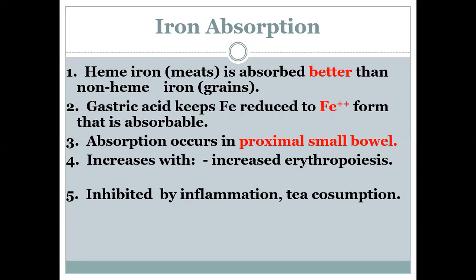And iron absorption is increased when the patient is having anemia that causes increased demand or increased erythropoiesis. It is also increased in the presence of sugars and amino acids. And iron absorption is inhibited in the presence of chronic inflammation and when the person consumes large amounts of tea because of the presence of phytate that chelates iron and prevents its absorption.